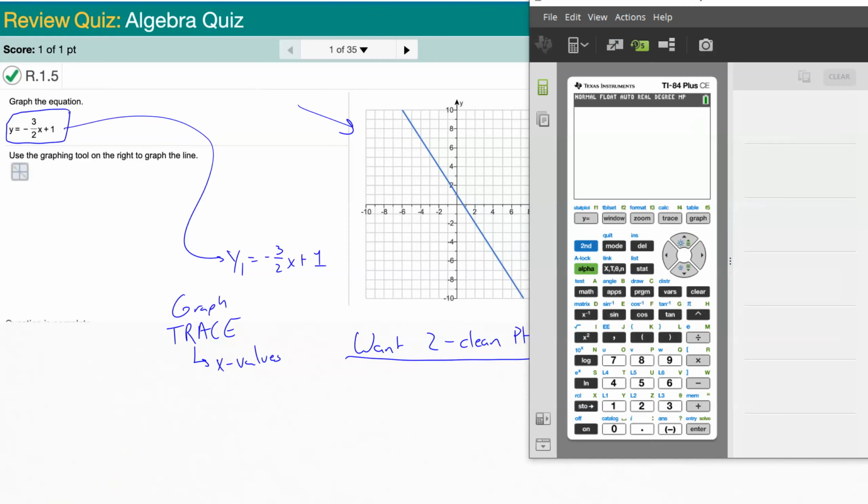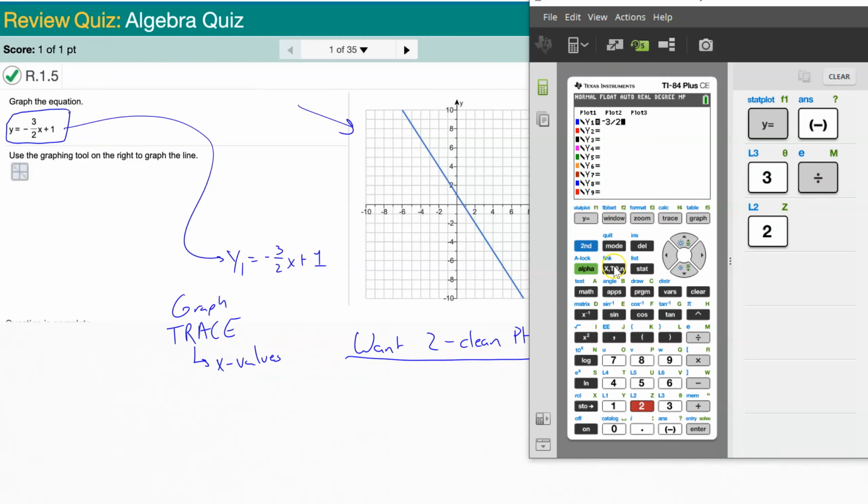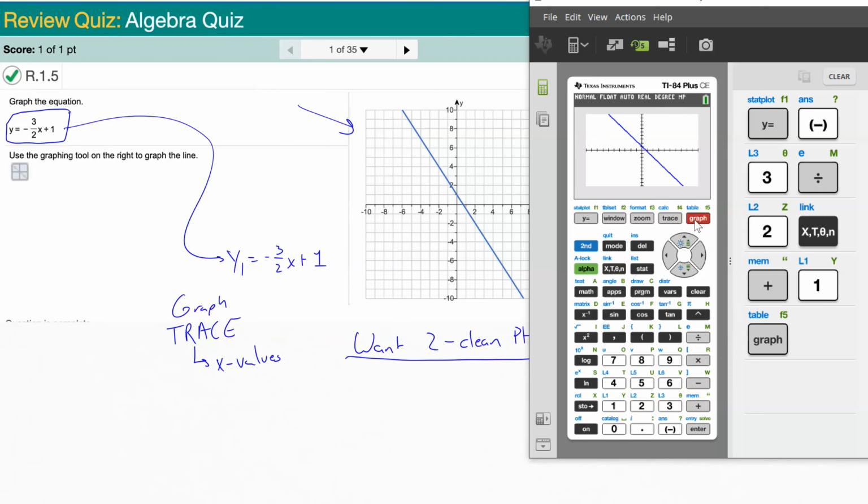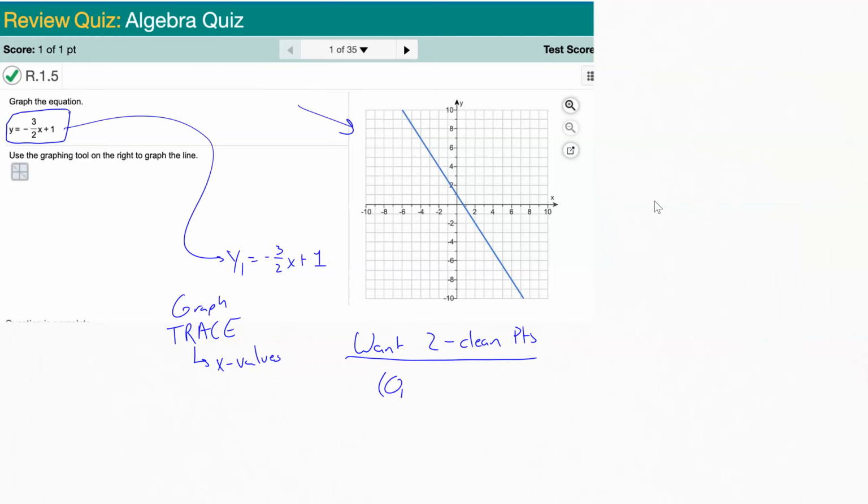So I go to my calculator, open up my y equals, and type in that equation they gave us: -3 divided by 2x plus 1. We'll go ahead and graph that. I'm usually going to trace 0 as my first point. So I hit trace, and then I type in the x value that I want, which is 0. At the bottom of the screen, you'll see it tells me a point on that graph: the point 0, 1. So 0, 1, that's my x and my y.